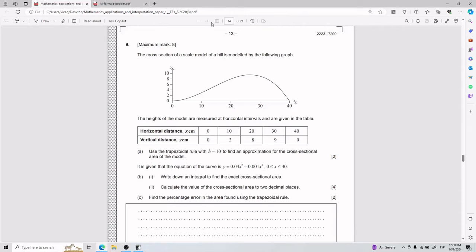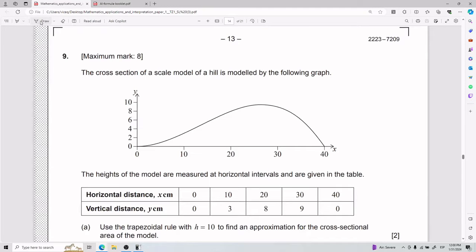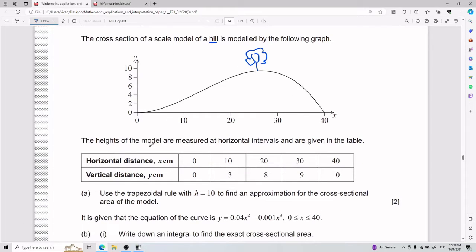All right, and now for number 9, we have a classic. We have the cross-section of a scale model of a hill modeled by the following graph. So technically this is a hill, maybe there's a tree on the top, who knows what's going on. Whatever, it's a hill. The heights of the model are measured at horizontal intervals and are given in the table.